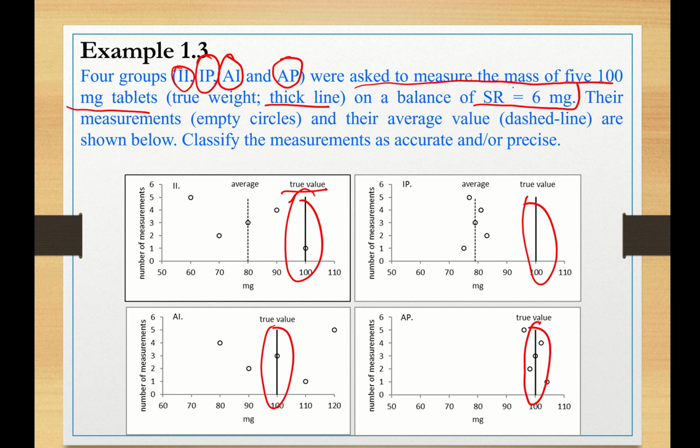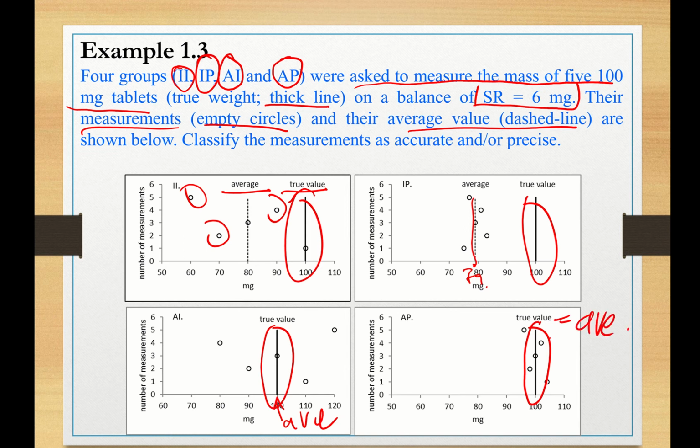The balance has an SR of 6 milligrams. Their measurements are the empty circles. These are their measurements, okay? And the average value is written here as the dashed line. So the average value of these 5 measurements for this group is 80, for this group is 79, for this group is 79, for this group here the average value is 100, and for this group also. So let's take a look and classify the measurements of these 4 groups as accurate or precise.